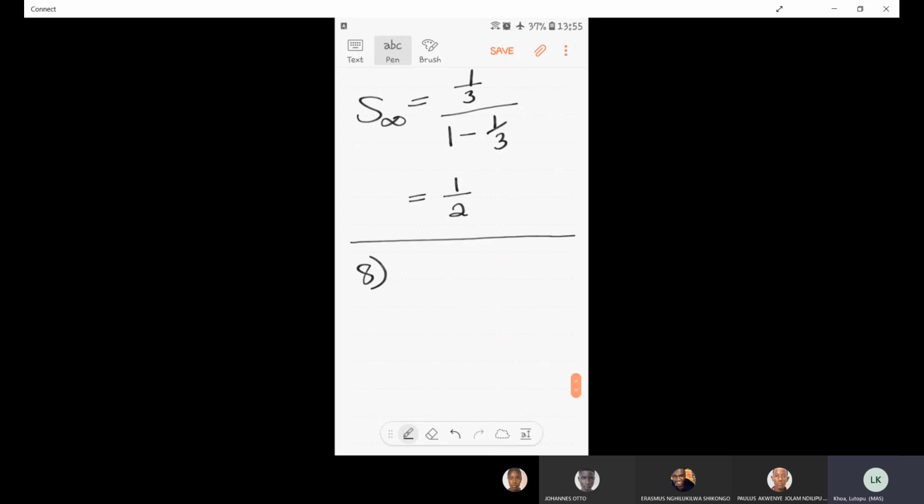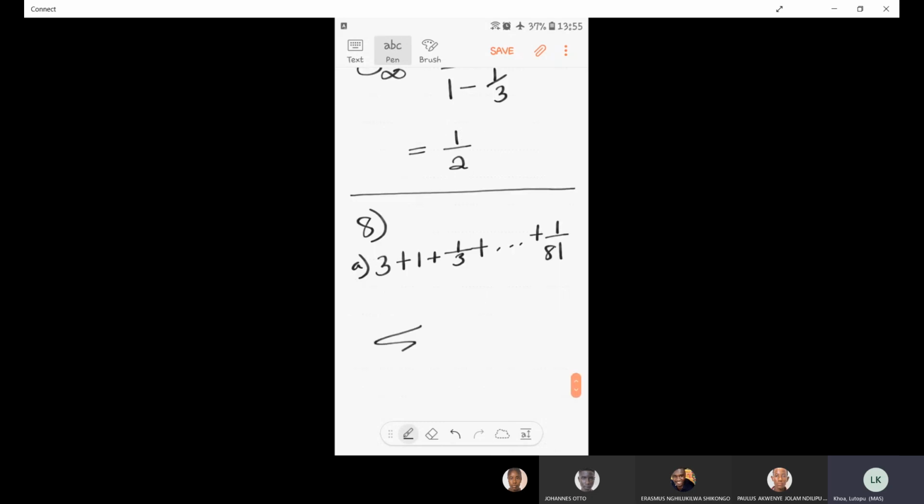In number 8, we are told to write in sigma notation, so it's the other way around. We're given a sum: 3 plus 1 plus 1/3 plus some terms, and then the last one where we stop is 1/81. So we're told to rewrite this in sigma notation. To write in sigma notation, we need the sigma symbol. Then you need to tell me the starting point, the end point, and the formula for the nth term.